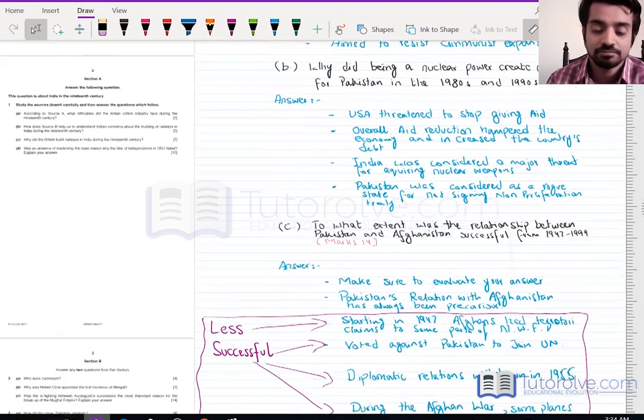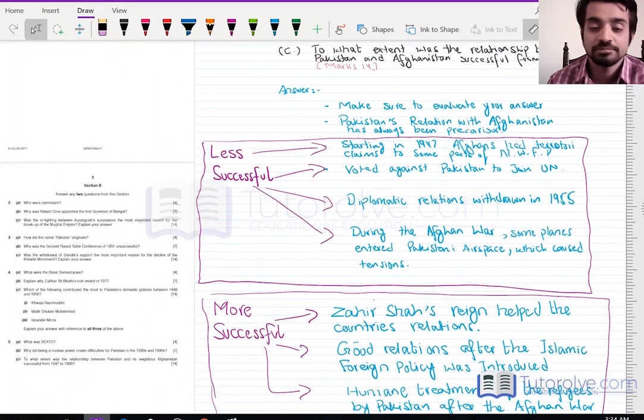Part C. To what extent was the relationship between Pakistan and Afghanistan successful from 1947 to 1999? Now, here again, this is a two-pronged answer. You just have to pick both the things and try to elaborate on each aspect because it's a 14-mark answer. So it is expected of you to give a little bit of detail as to what your answers would be. So make sure to evaluate your answer, because Pakistan's relation with Afghanistan has been a very precarious relationship.